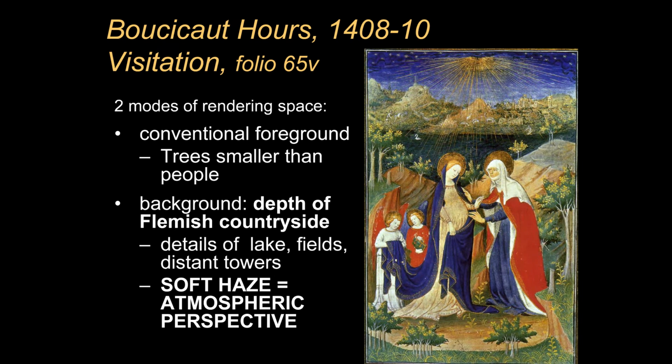Now, as you can see, there are two different ways of showing the space here. Some things are fairly conventional for the time. We said that there are two scales where the trees in the foreground are smaller than the people. But then when you look into the background, you see what is essentially a Flemish countryside, details of the lake, the fields and meadows, mountains, and there are even distant towers of towns.